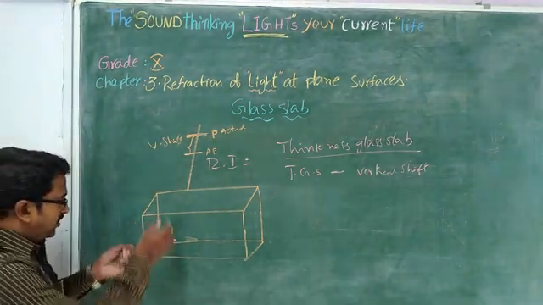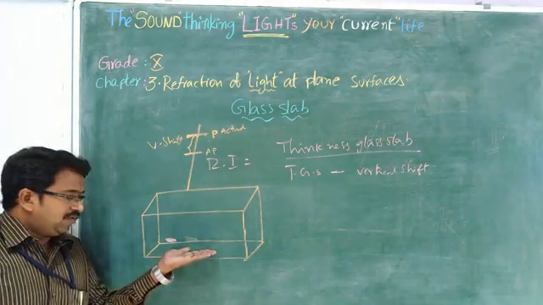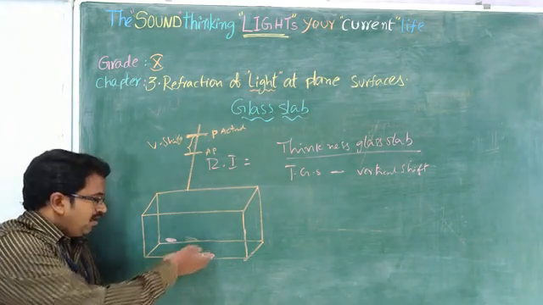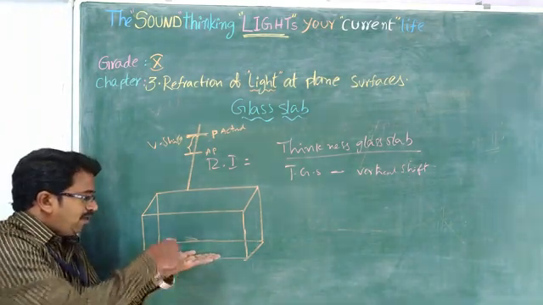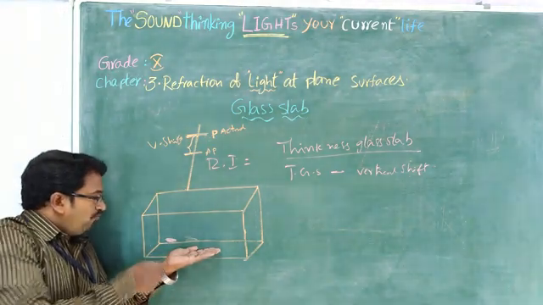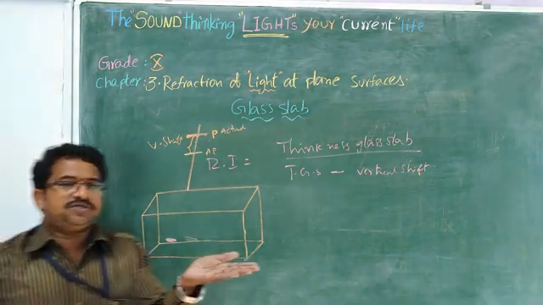Okay. Means enter the glass slab, means at the bottom of the glass slab. Are you able to understand? This is a glass slab, now at the bottom. So at this line, means at the bottom, the object is there. Means what is the actual depth? Are you able to understand why?